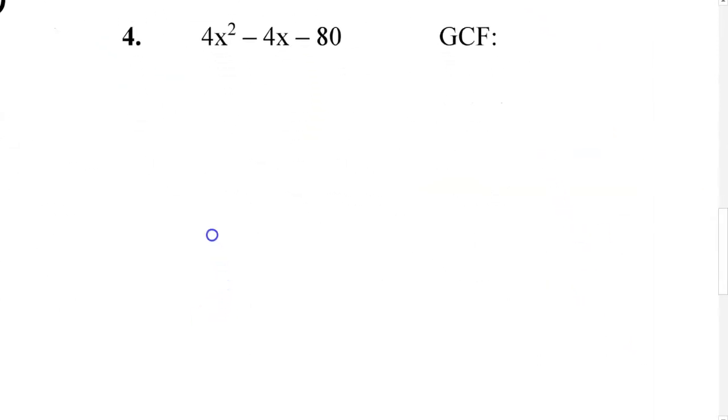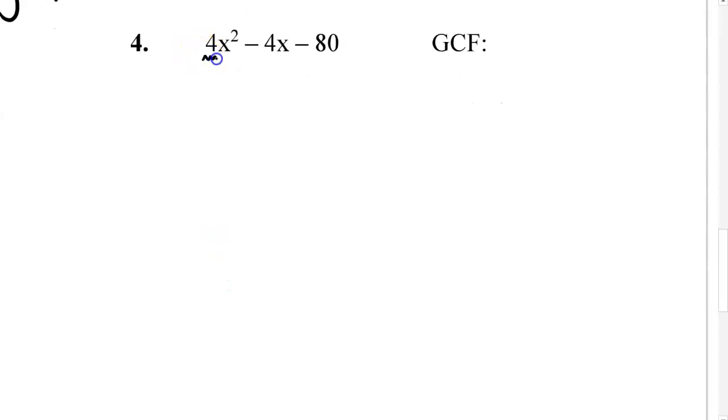If I'm looking for the GCF here, the leading coefficient is not 1, so that's a good indicator that I need to check for a GCF. So my GCF is 4. That's the biggest number in common between 4, 4, and 80. I'm going to put a 4 on the outside of my parentheses. 4 times what would give me x squared? So I need an x squared.